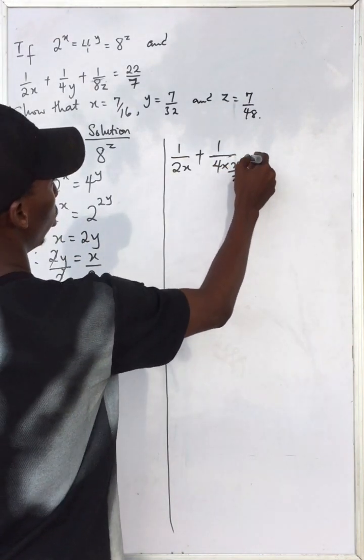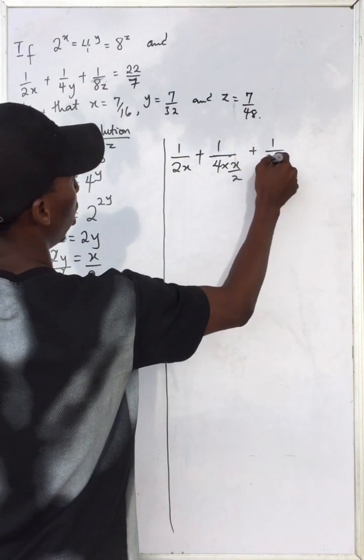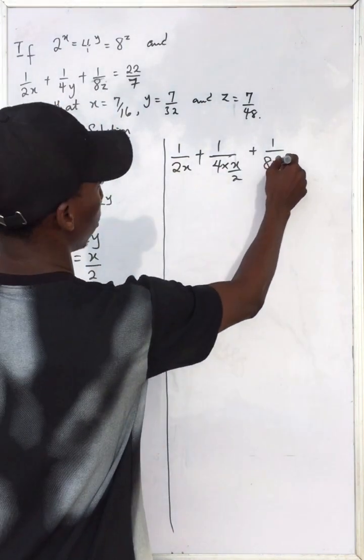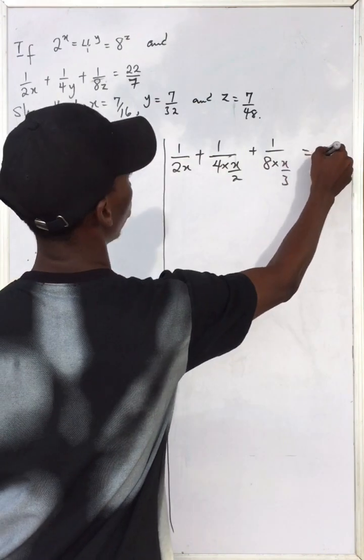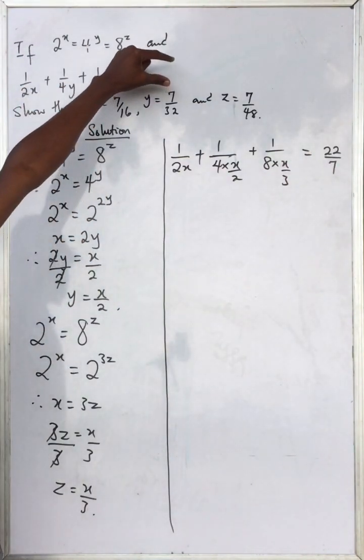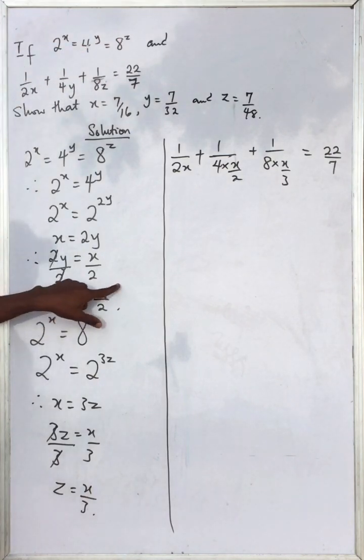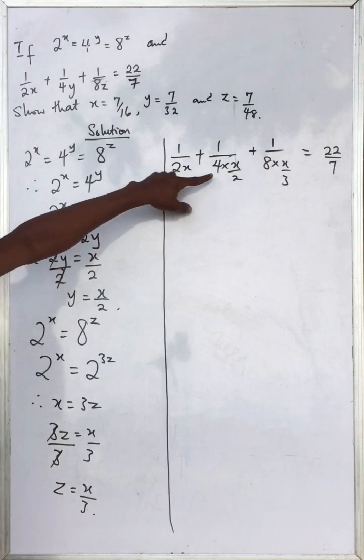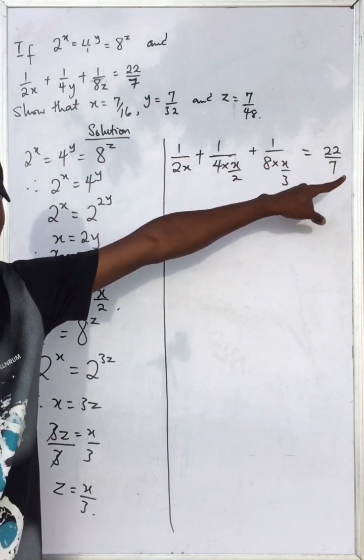x over 2 plus 1 over 8 times, in place of z, I will replace with x over 3, is equal to 22 over 7. Yes, I just made the substitution here. Substitute for y is x over 2, z is x over 3. And that gave rise to this equation we are having here.